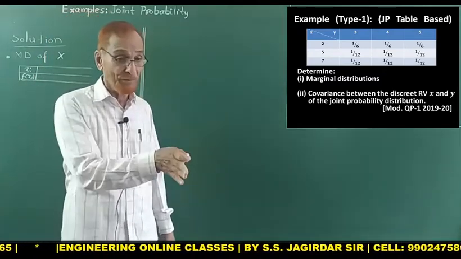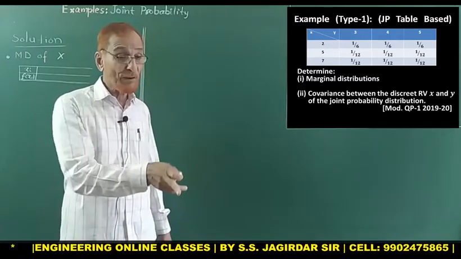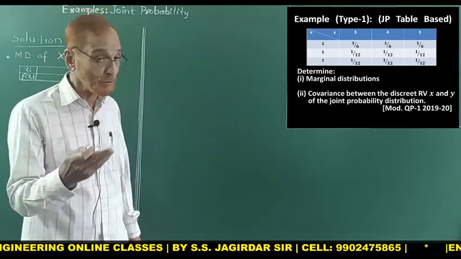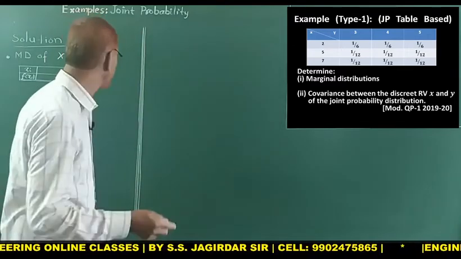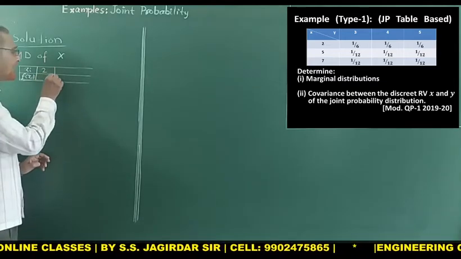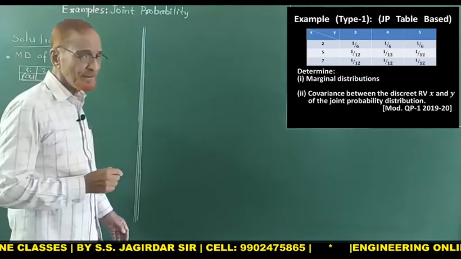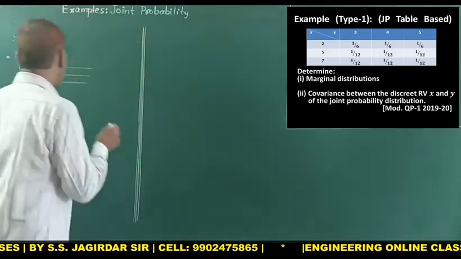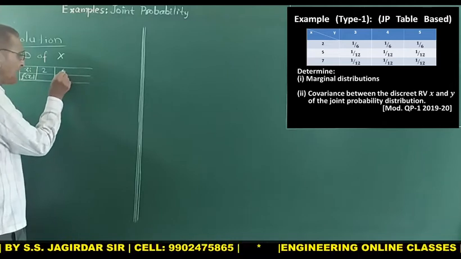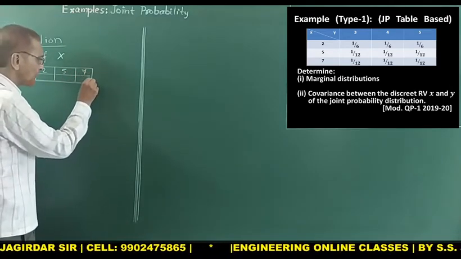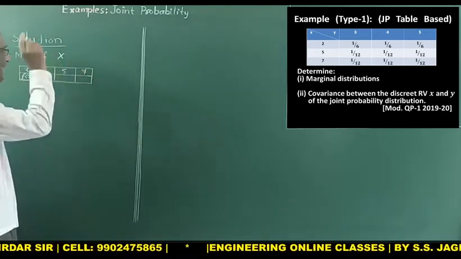leftmost column where x is written, those values are xi values, that means values of the random variable x. What are those values? First value is 2. Second value is 5, and then it is 7. So these are the random variable values. This first we will learn. Now we have to calculate the f(xi).